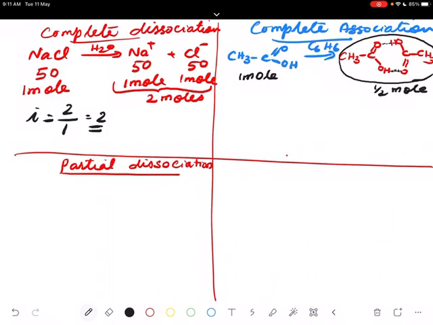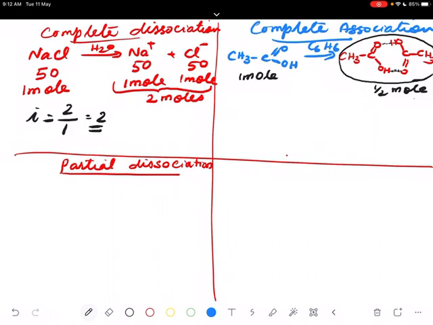If you take 50 molecules here on the left hand side, you will get only 25 particles there. If you are taking 1 mole on the left hand side and put in benzene, benzene is an organic solvent. So in this case, half mole particles will be there after complete association.